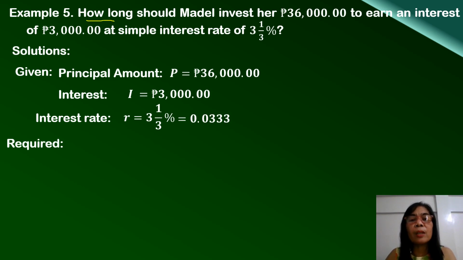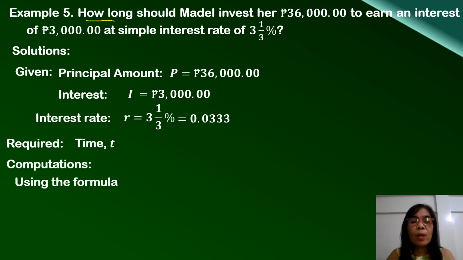So we are referring to the time. We are required to find the time. This is in years. So using again the formula for the interest, I is equal to P times R times T, solving for T, we divide the equation by P times R, giving us T is equal to I all over P times R.